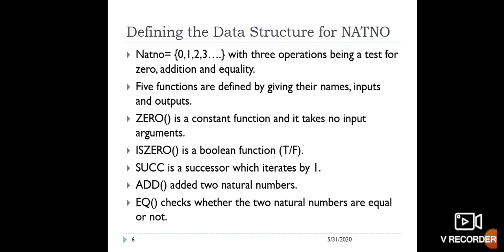natural number. 0 is a constant function, and is 0 is a Boolean function. It will check whether it is true or false. Successor, for example, if you want to depict 3, you will depict successor of 0, 0, 1, 2. So successor means the next term. The next one is add. Add is a function which adds two natural numbers. Actually, you'll not be having a number, you'll be using the successor to go to the next term. And then equals. Equals will check whether the two natural numbers are equal or not.